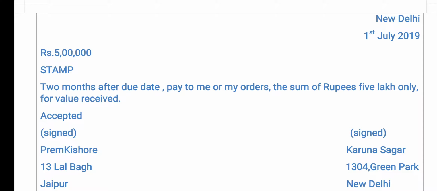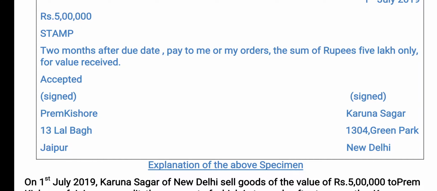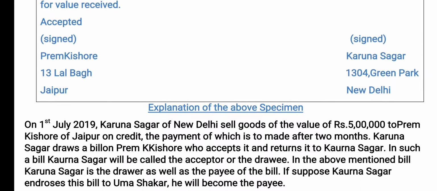Under this, the acceptor, meaning the person who is the purchaser or drawee, will sign, and his name and address will be there, and on the right side it should be signed by the seller who is the drawer, and his name and address will be given. This is the specimen which you have to make before doing the bills of exchange. After that, I have given you the explanation of the above specimen.